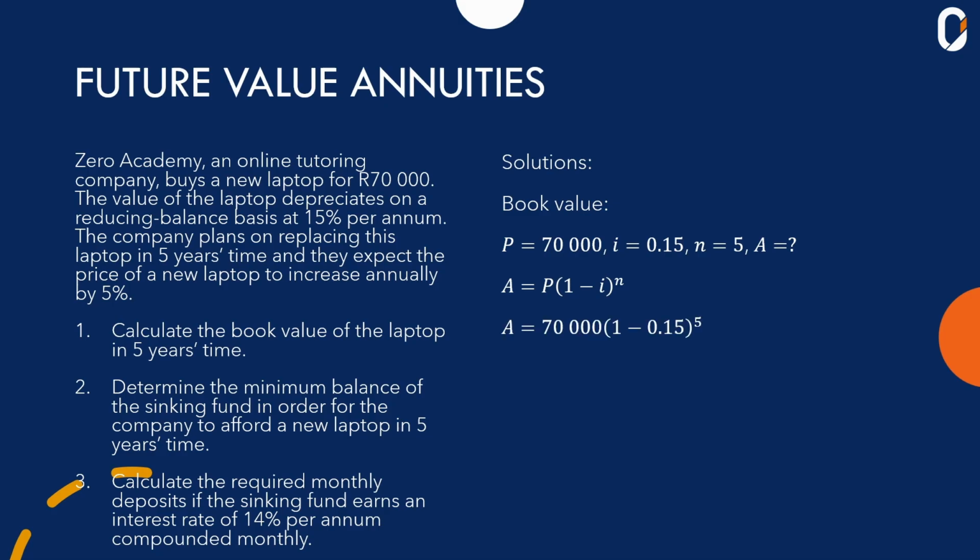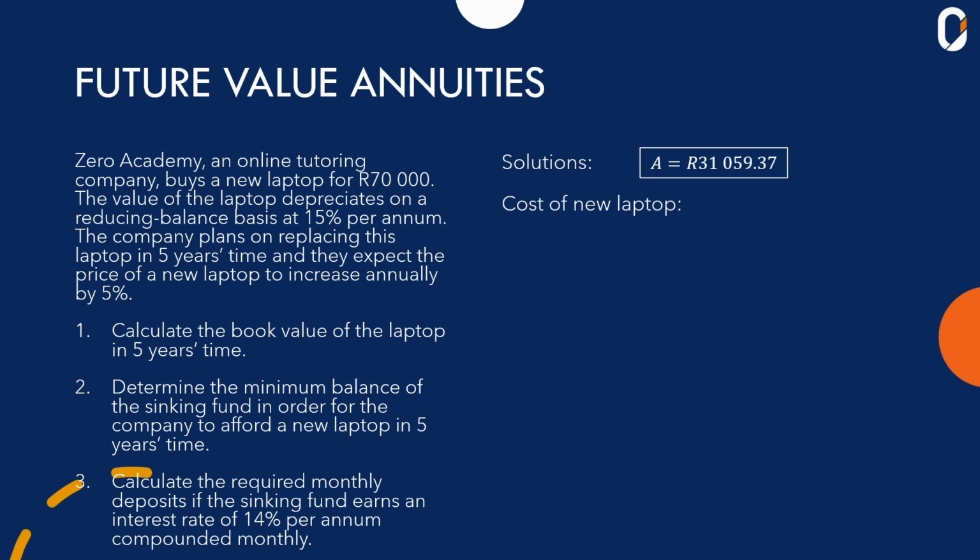And now substituting in the values into this formula, I will have A is equal to 70,000 (1 minus 0.15) all to the power 5. And that will give me a value of 31,059 rands, 37 cents. Let's move on to question number 2. Determine the minimum balance of the sinking fund in order for the company to afford a new laptop in 5 years' time. We're now going to calculate the cost of the new laptop, and the depreciated value of the old laptop is 31,059 rands, 37 cents, as you can see on a white rectangle above.